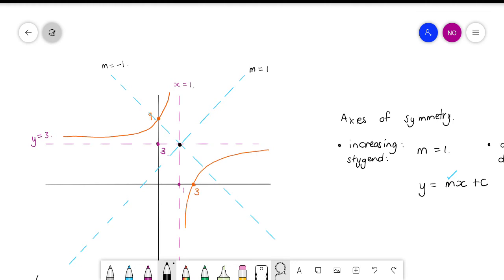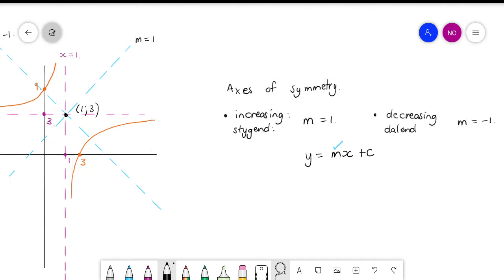Nou, kyk gou vir my na die vertikale asymptoot en dan sê jy vir my, wat is daai punt se x-waarde? En wat is daai punt se y-waarde? 3. So, if your asymptote is 1 and 3, then the point where those two things cross, your axis of symmetry will also cross. So as jy dit het, is dit eintlik net instel en oplos van daar af.